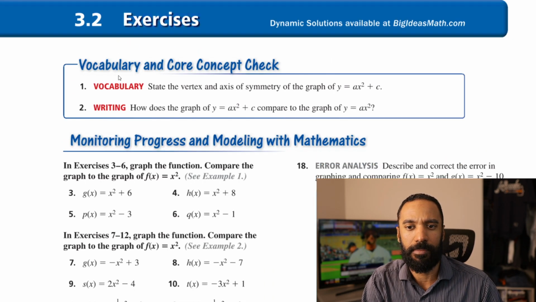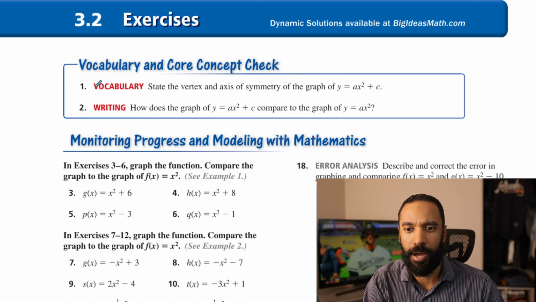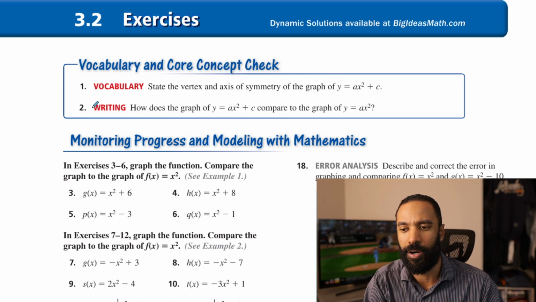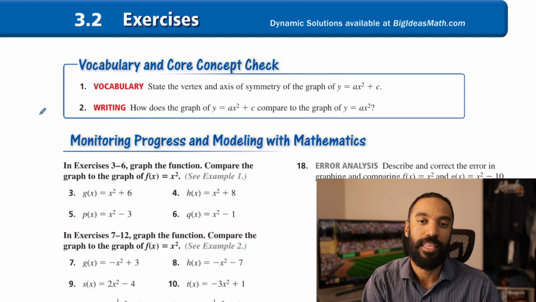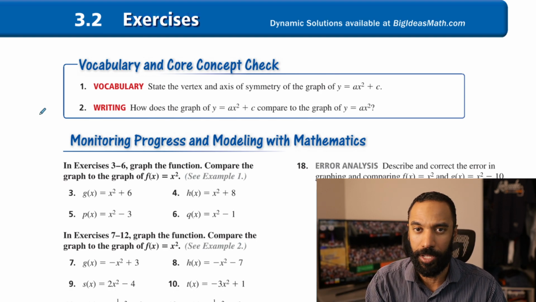Hopefully those examples made some sense, and hopefully I can make more sense of them when we do the problem sets. Let's start with the vocabulary and core concept checks and try to answer those 2 questions. Then we'll do the problem set, which is 1 through 41.